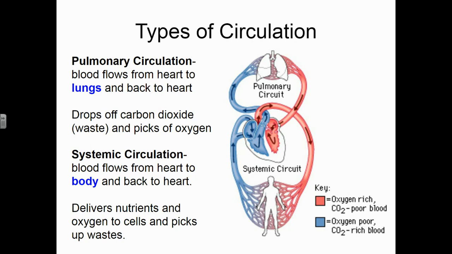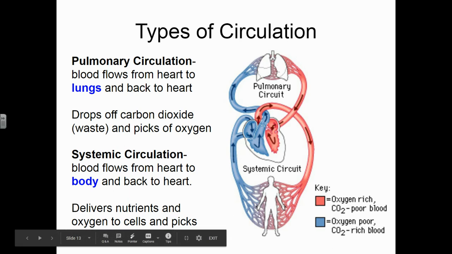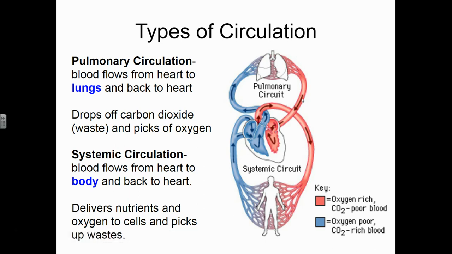And then we have the systemic circulation, and this is where blood flows from the heart out to the entire body and then back to the heart. And this is the delivering of nutrients and oxygen to cells and the picking up of waste. So we're going to take a look specifically at the heart and how the heart connects to these different parts of the body.